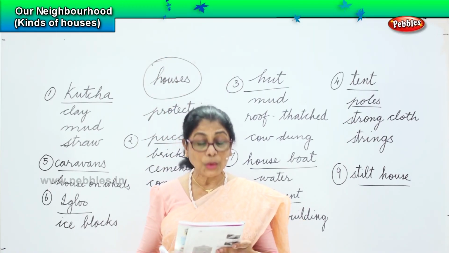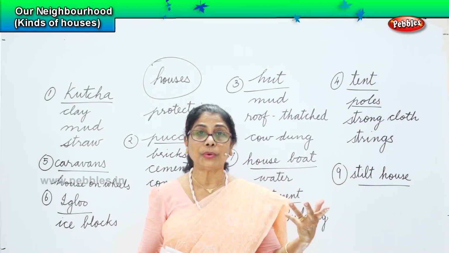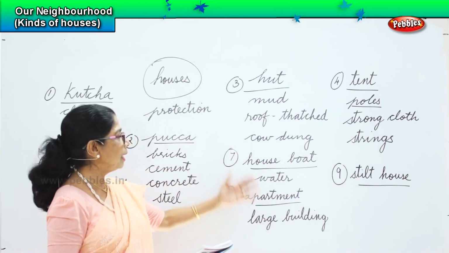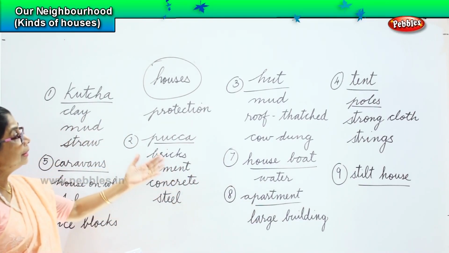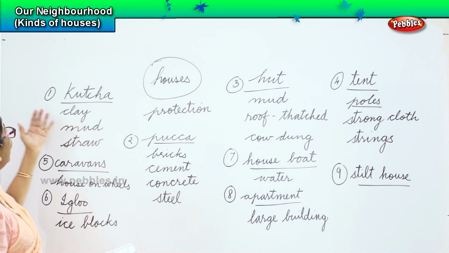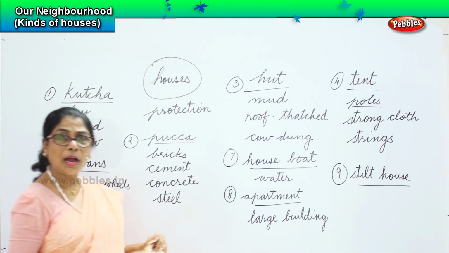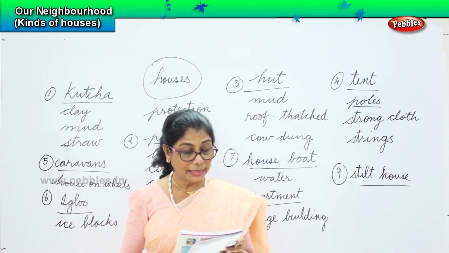Now we're talking about a neighborhood. In our neighborhood, we see apartments. In our neighborhood, we can see tents. In our neighborhood, we can see kacha, pakka houses, helpers, and so on.